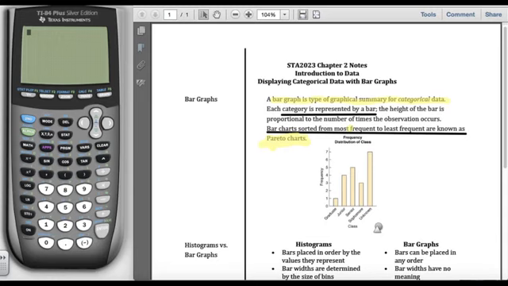This is a bar graph because it is categorical data. The result wasn't numeric data. The question was, what level are you at in your school progression? Are you a graduate student, a junior, senior, sophomore, something else? The responses weren't numbers, they were words, therefore it is categorical data that we have.